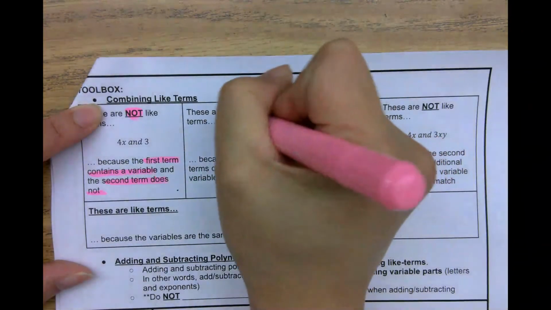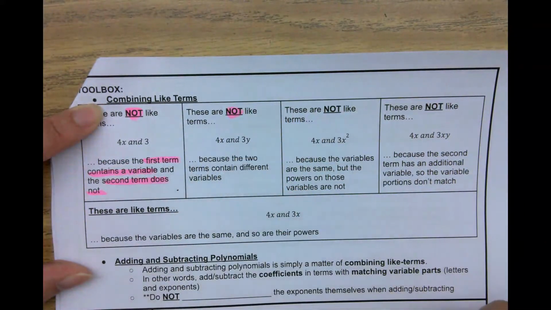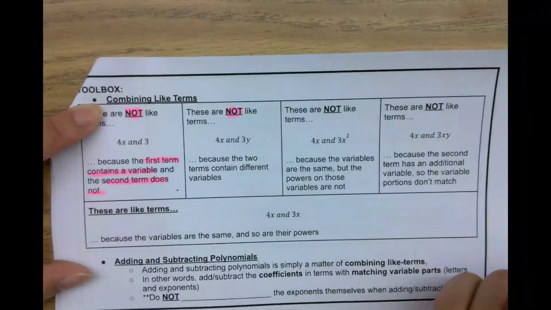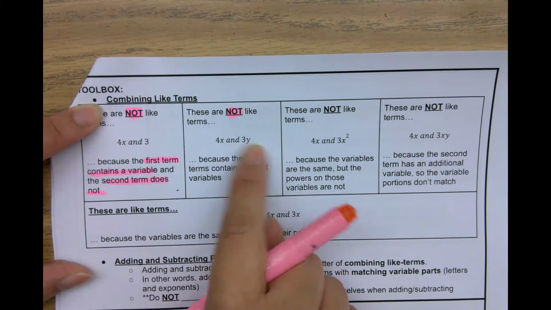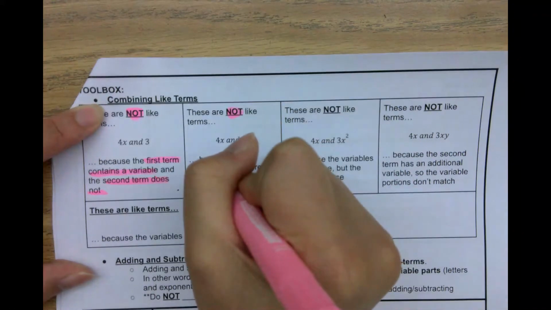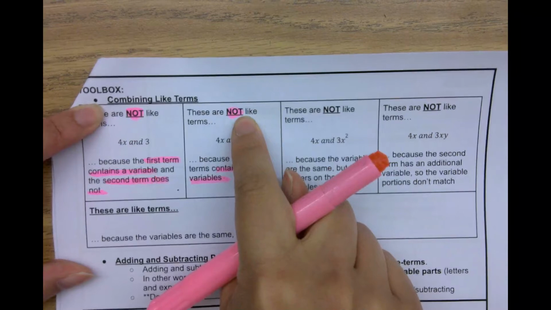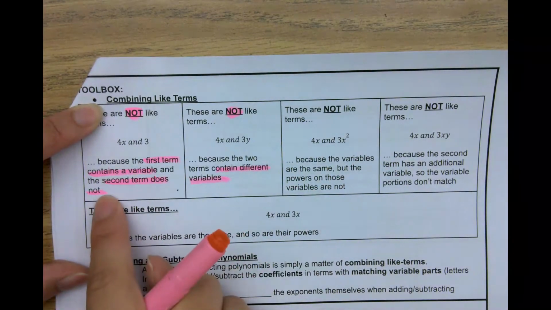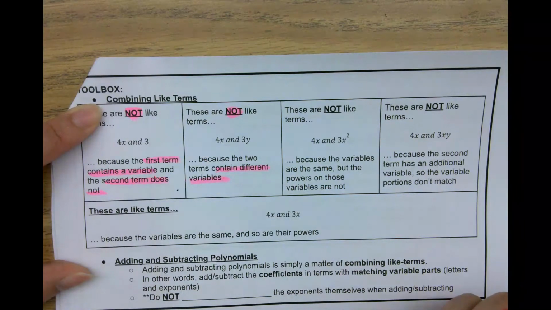Another thing that is not like terms is something like 4x and 3y. The reason why is because although they both contain variables, they both have a letter, they contain different variables. So not a like term when one has a variable and the other one does not. Not a like term when they have different variables.